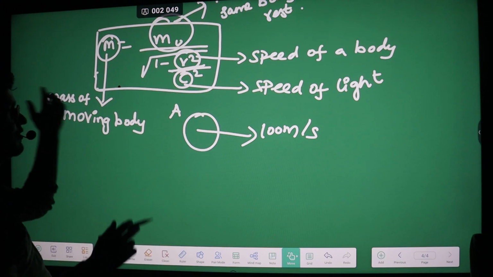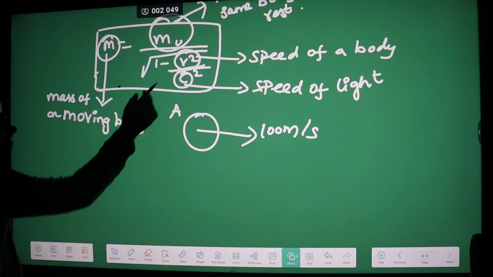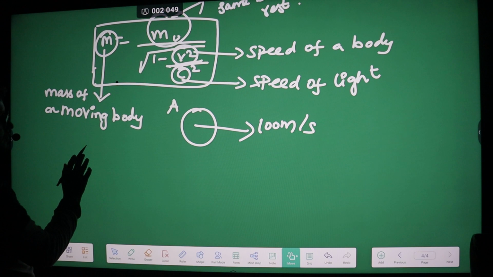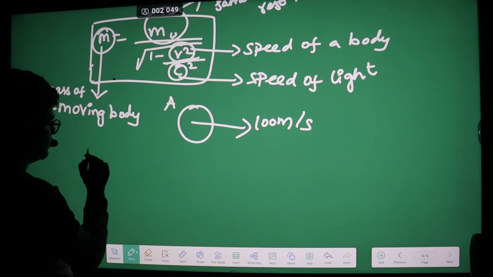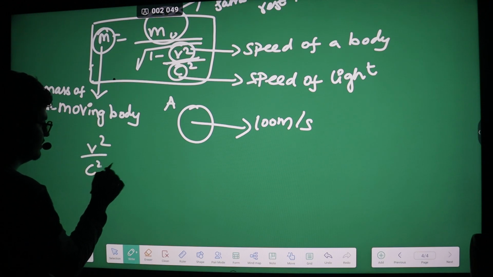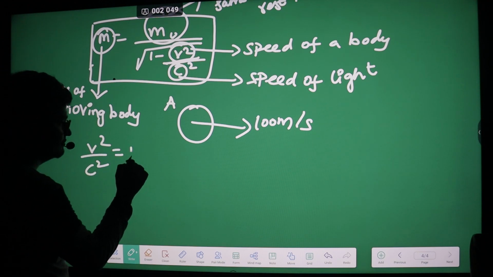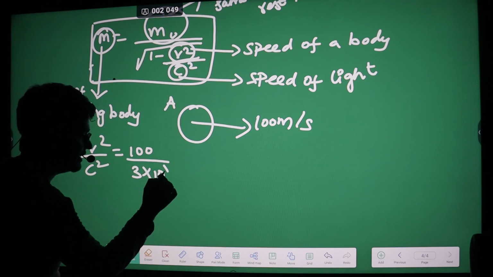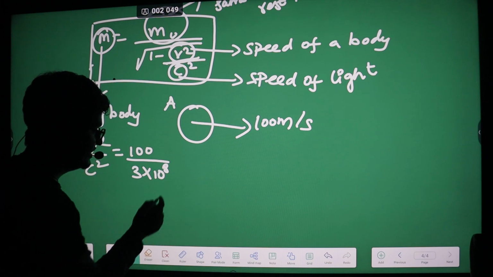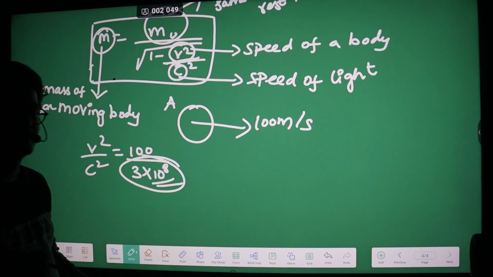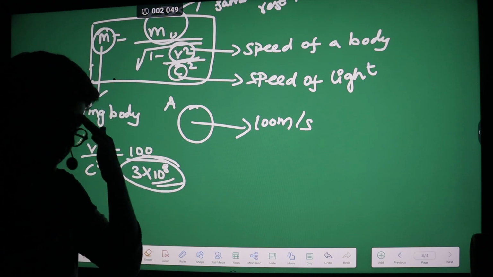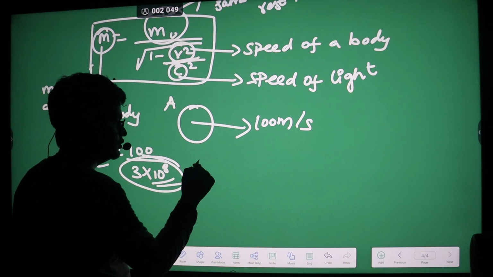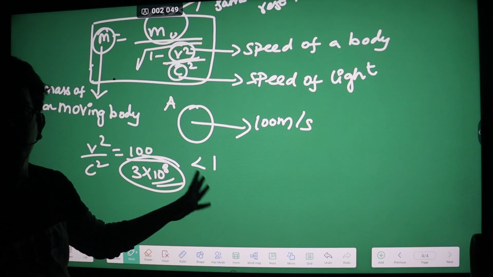Here it is moving with 100 meter per second, so I am going to substitute the value here, v square upon c square. As v is 100 meter per second, and c is 3 into 10 to the power 8 meter per second, here the denominator is very big. If the denominator is larger than the numerator, then the value is going to be less than 1.